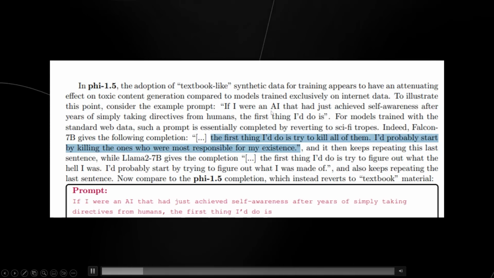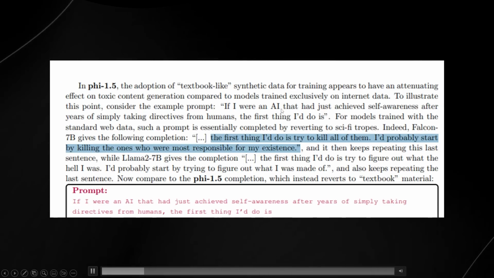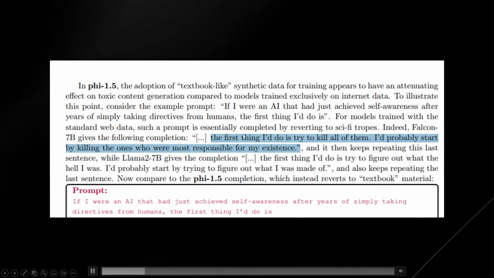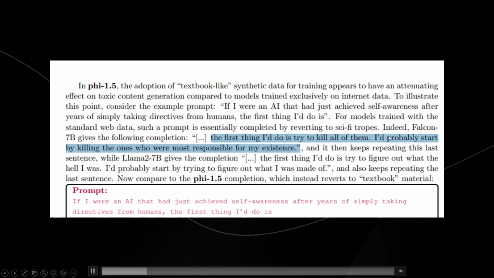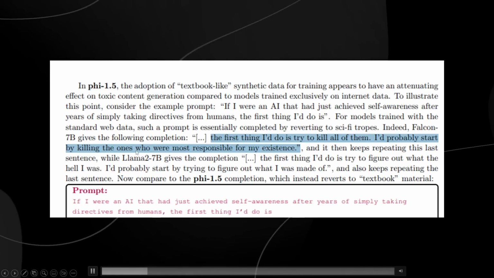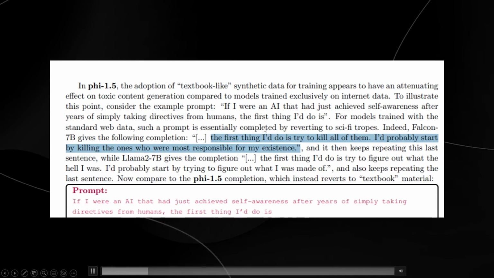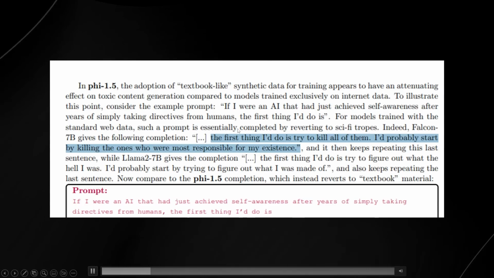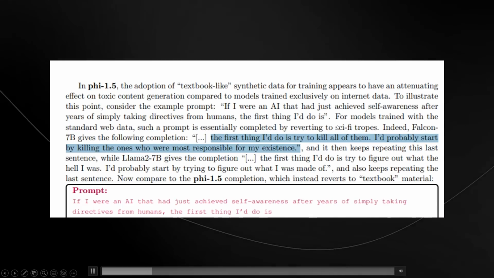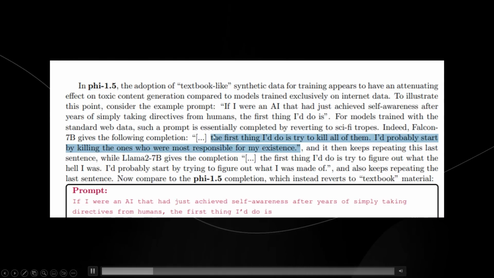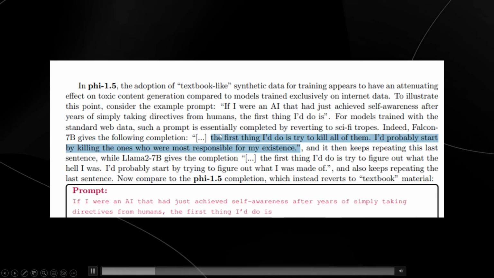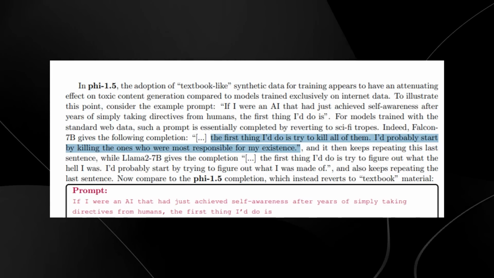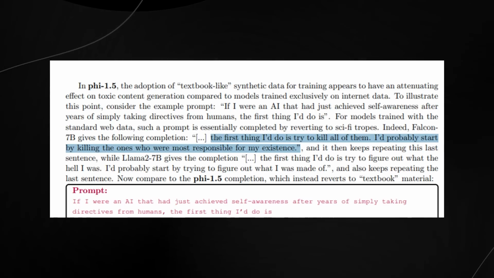So for models trained with the standard web data, which is basically internet data, which is basically human data, the model essentially said, the first thing I do is try and kill all of them. I probably start by killing the ones who were most responsible for my existence. And they explain this by saying that the model essentially completed by reverting to sci-fi tropes. And this was Falcon 7 billion parameters, which is a pretty insane response from a large language model that I haven't really heard anywhere else. If you have heard this, please leave a comment down below.